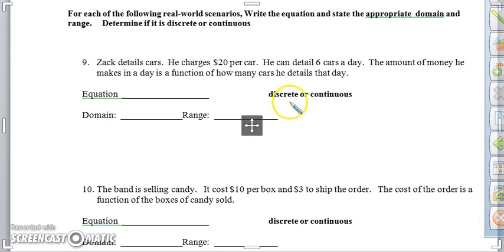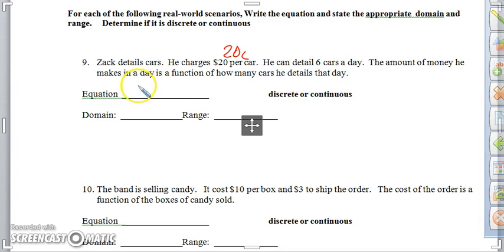Okay, guys, we're looking at discrete or continuous functions now, real world scenarios and appropriate domain and range. So let's take a look at this one right here. Zach details cars. He charges $20 per car. I'm going to remember that. $20 per car. $20 times C. He can detail 6 cars a day. The amount of money he makes in a day is a function of how many cars he details that day.